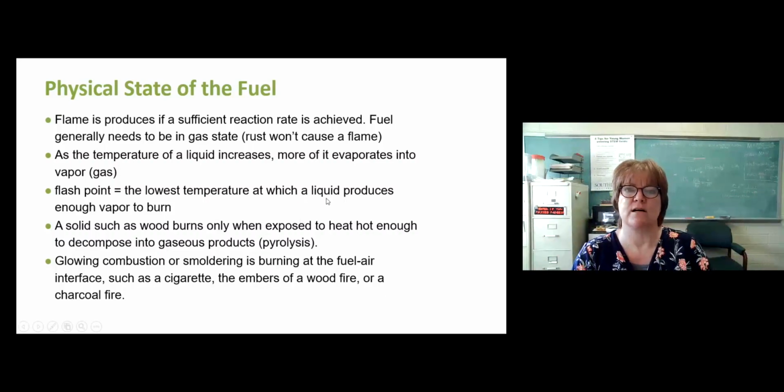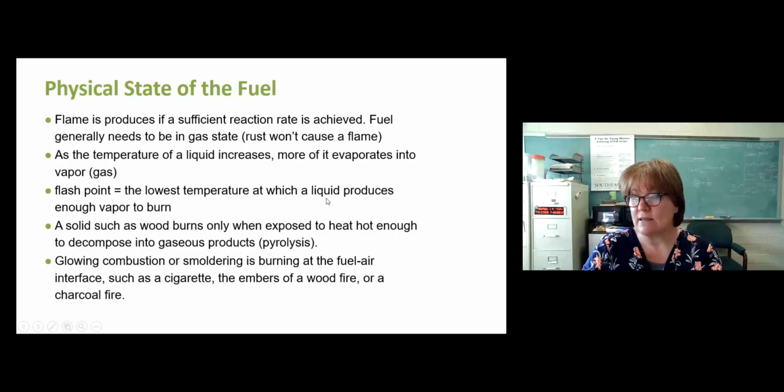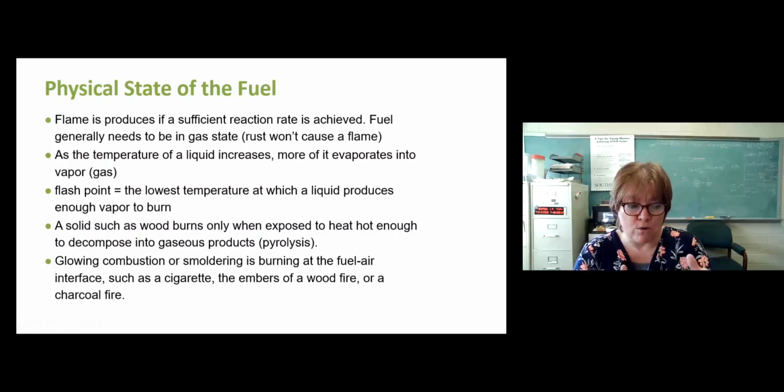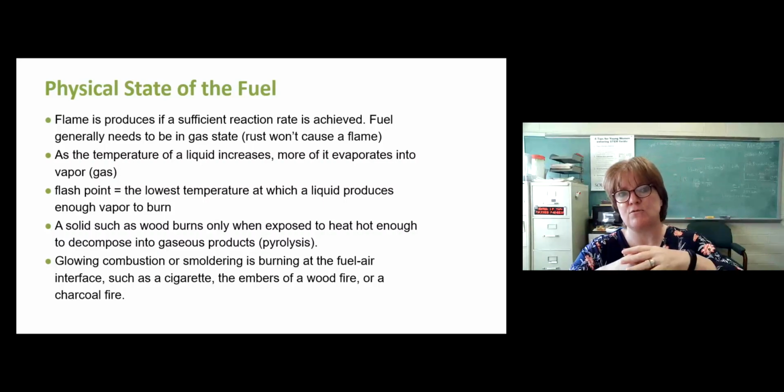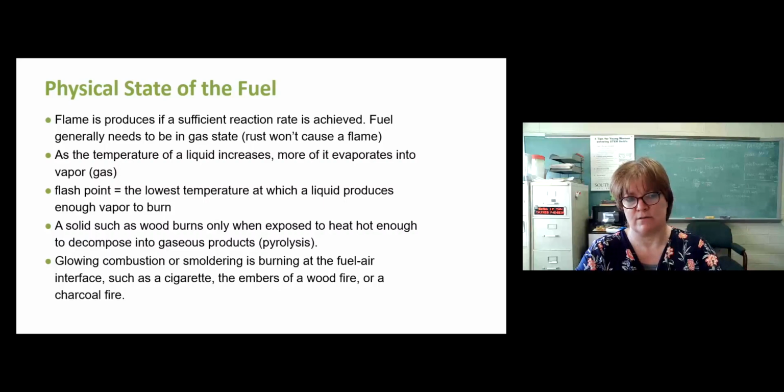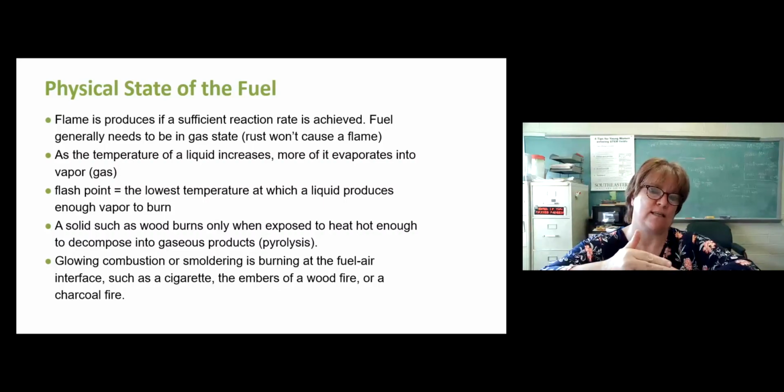And then when we have glowing combustion or smoldering, it's right at that fuel-air interface. And so we'll see that, you don't see the flames happening in the middle of the fuel. You see it right where the fuel is hitting the air, and that's where this combustion reaction is taking place.